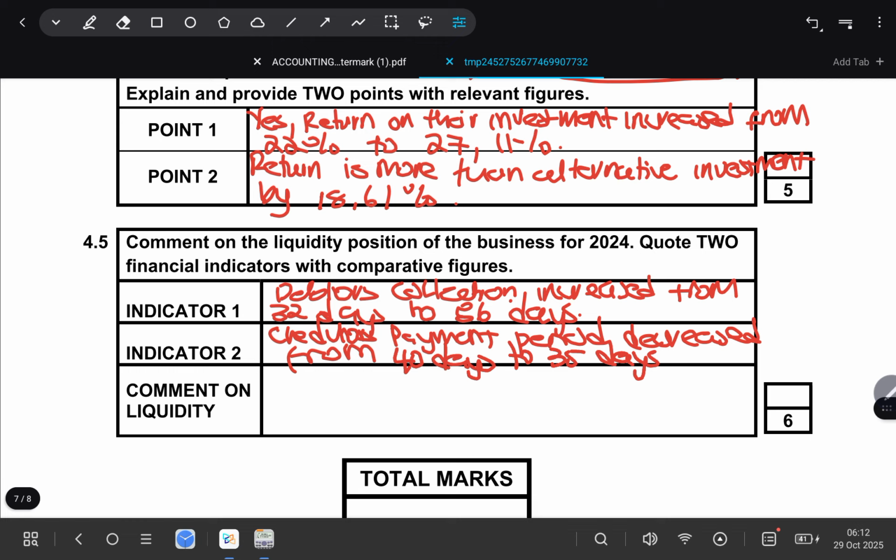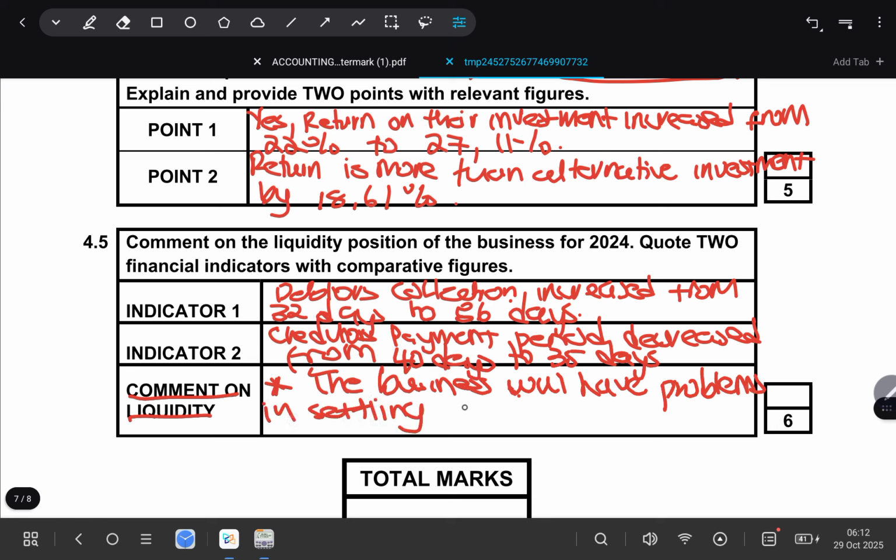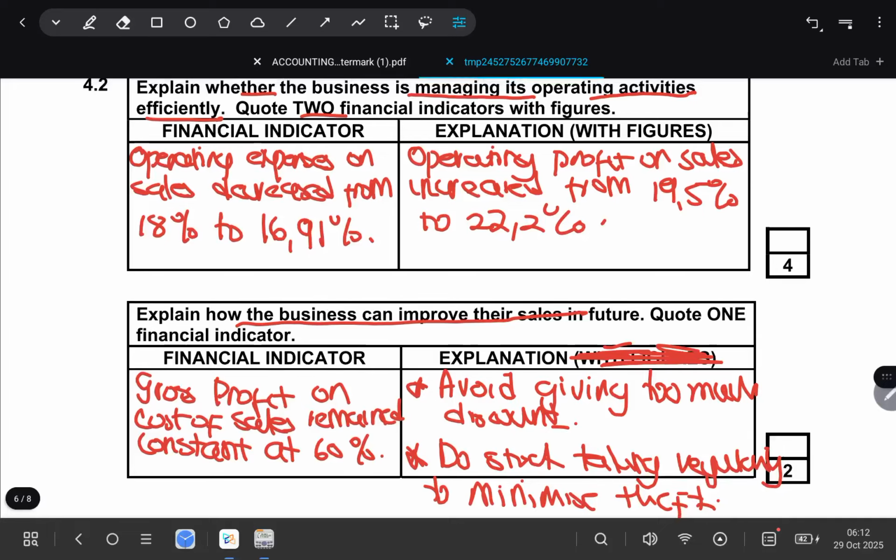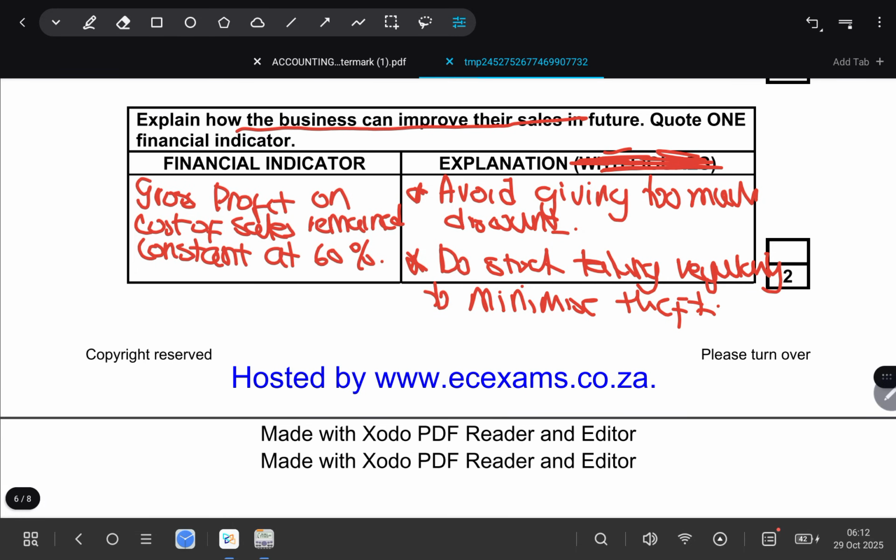Okay, now generally we can look at this to see on the liquidity that the business will have problems in settling short-term debts. So once you've answered like this, guys, you at least know that you got closer to the total.